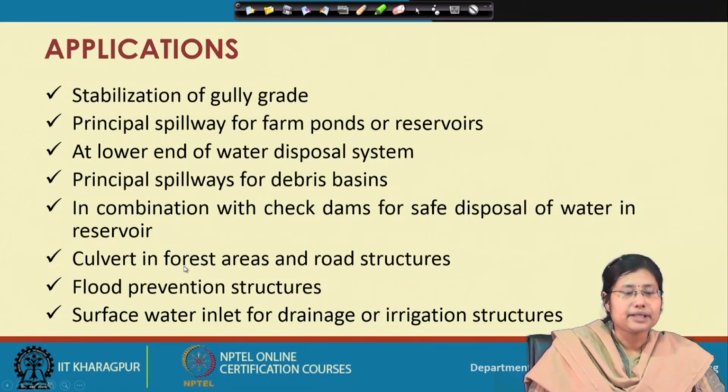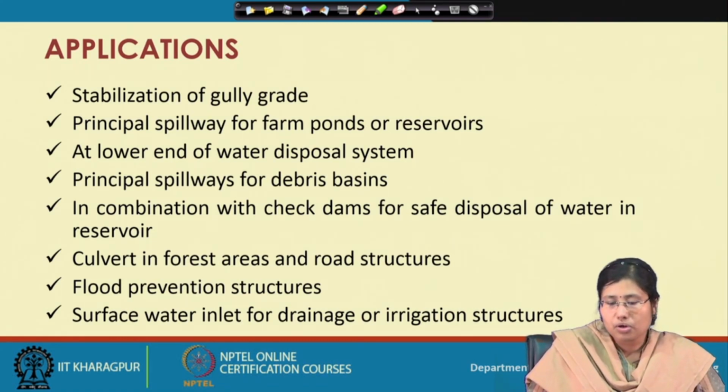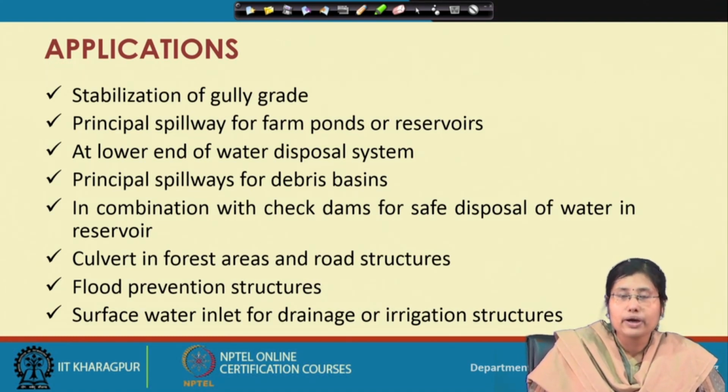So, now coming to application of drop inlet spillway in general. There are many applications. First is stabilization of gully grade, second is principal spillway for farm ponds or reservoir, and third is at the lower end of water disposal system.